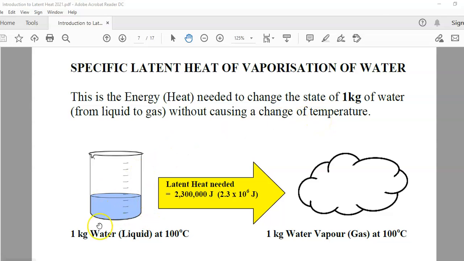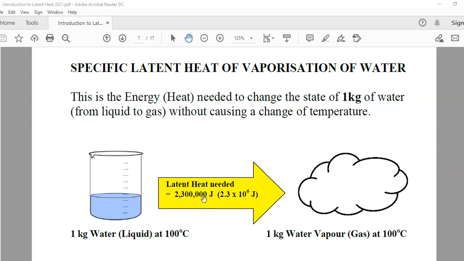So here we've got water at its boiling point, 100 degrees Celsius. We want to convert it into water vapor or gas, also at 100 degrees Celsius. So we're not changing the temperature, but we sure are changing its state. And we have to add energy in order to change its state. And the amount of energy you need per kilogram of water to turn it from liquid to gas is a whopping 2,300,000 joules.